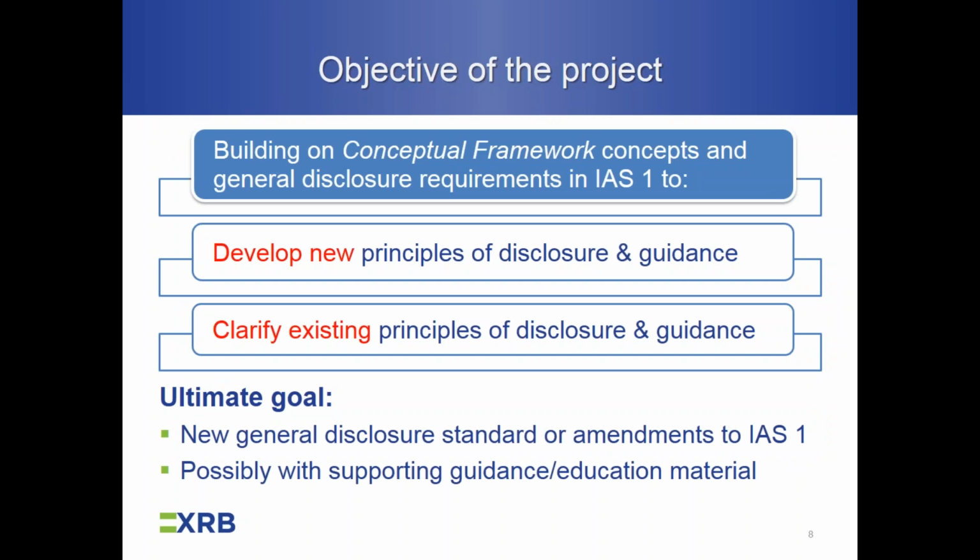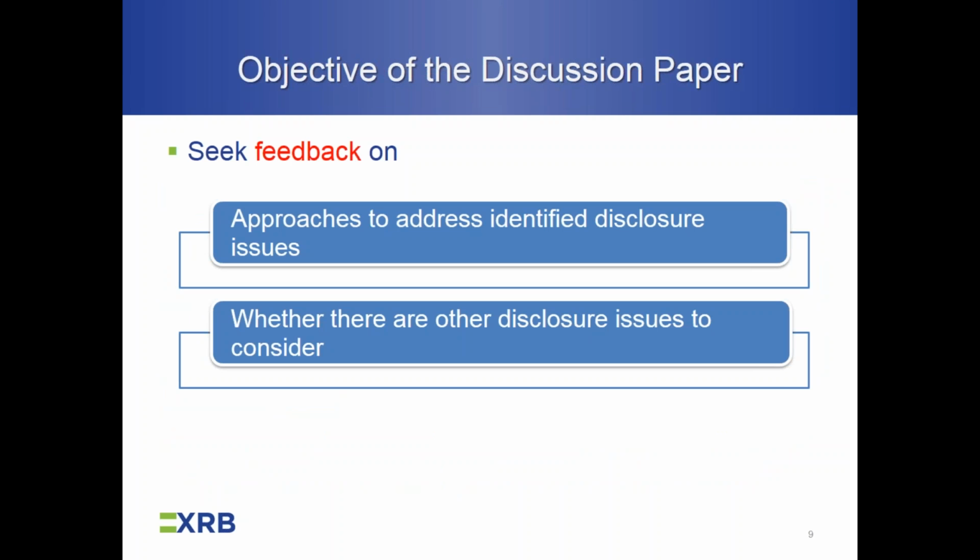Ultimately, the suggestions in the DP may lead to amendments to parts of IAS 1 or the issuance of a new standard to replace parts of IAS 1. The DP could also lead to the development of supporting guidelines and/or educational material. Now, as mentioned previously, the DP seeks feedback on approaches to address disclosure issues identified by the IASB and whether there are any other disclosure issues that need to be considered.